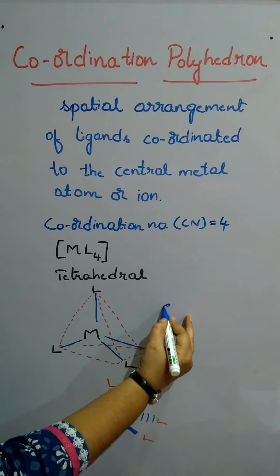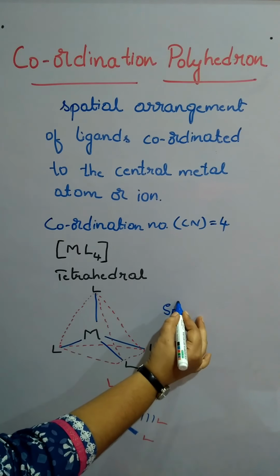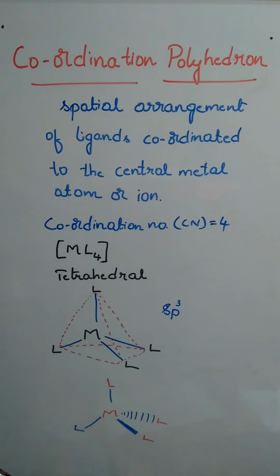We will be discussing the hybridization part once again, but this is more familiar to you, so for that reason I am writing it here itself. If the structure is tetrahedral, then the hybridization will be sp3 hybridization.